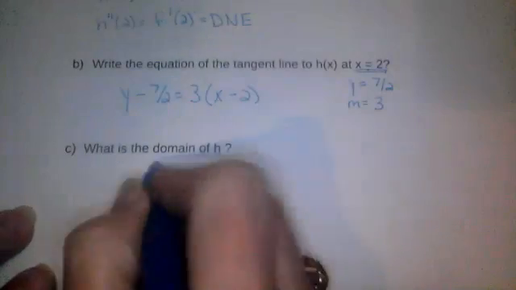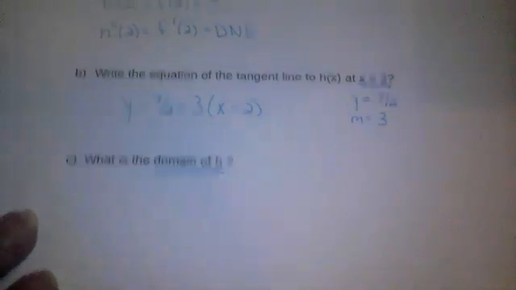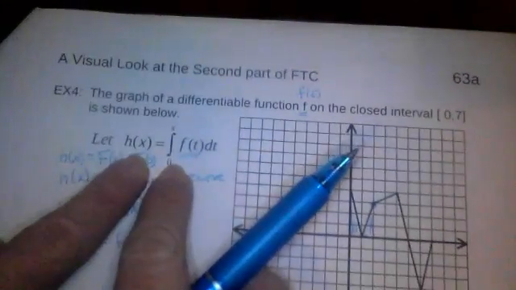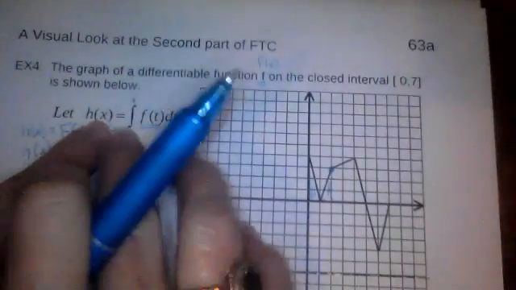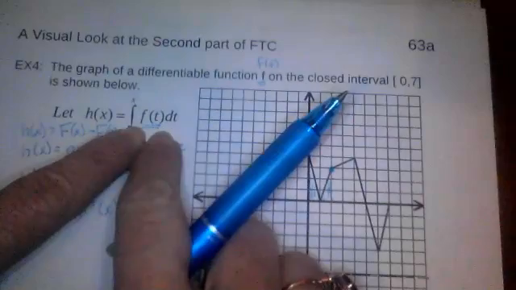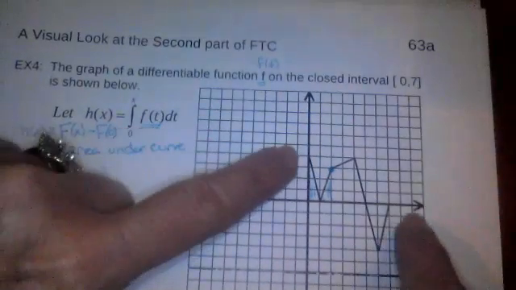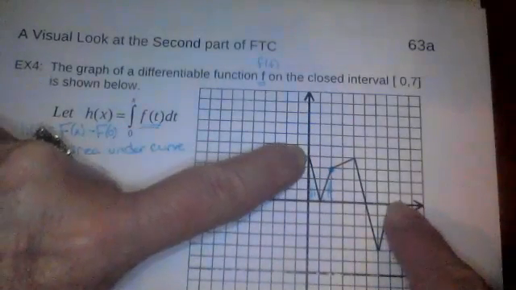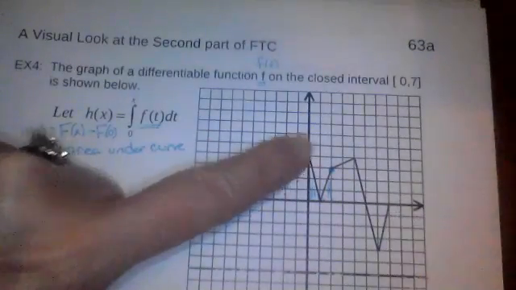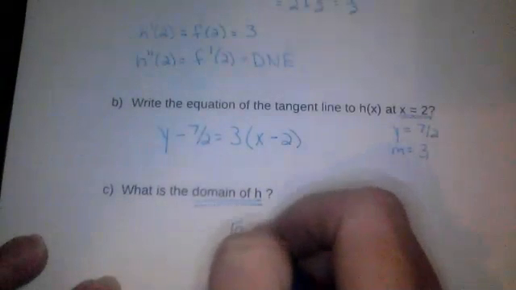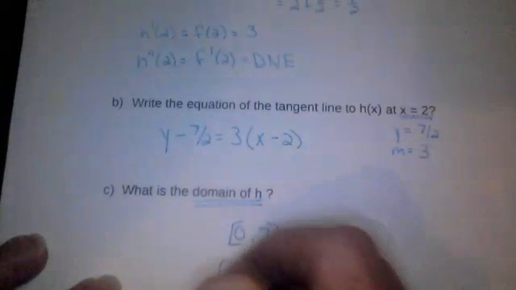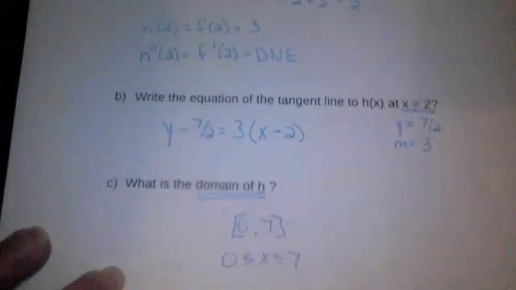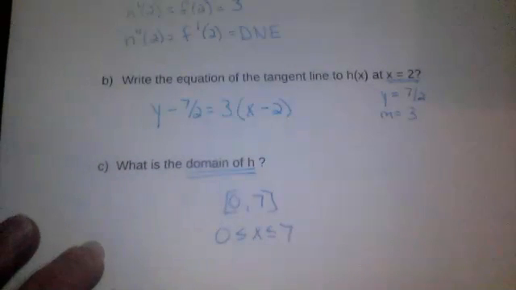Okay, the last thing that it asks is what is the domain of h? Well, if we were only to look at this, we really couldn't figure that out. But h is defined by function f of t, and f of t is only defined from 0 to 7. So really all you have to do is look over here at the graph. It's defined from 0 to 7. So my domain would be between 0 and 7, or 0 less than or equal to x less than or equal to 7, whichever way you want to write it. So just look at the graph to determine your domain.